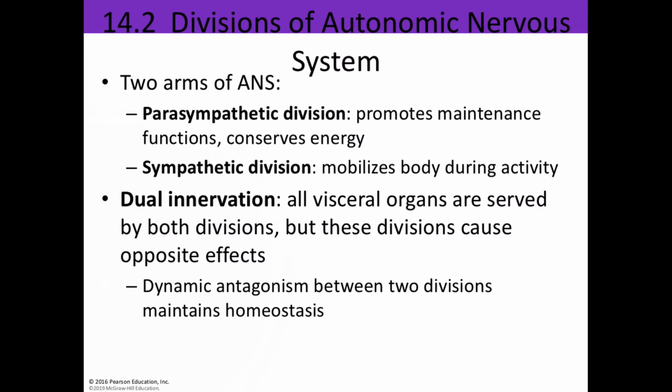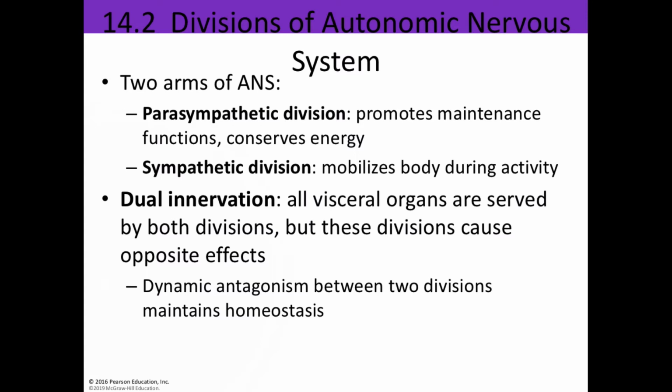What happens is we have dual innervation. I repeat, it's called dual innervation, because all visceral organs are served by both divisions, but these divisions cause opposite effects. That's majorly important, class, for you to know. For example, the sympathetic nervous system can increase heart rate and dilate your pupils, but the parasympathetic nervous system will decrease heart rate and constrict your pupils.